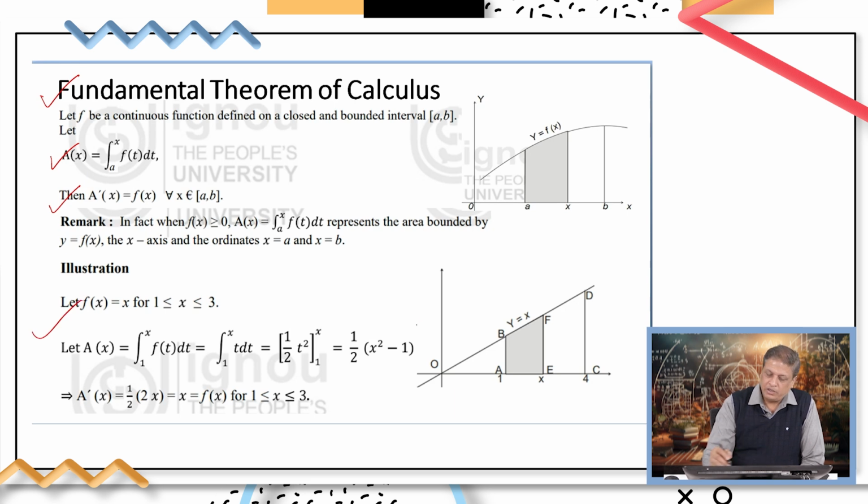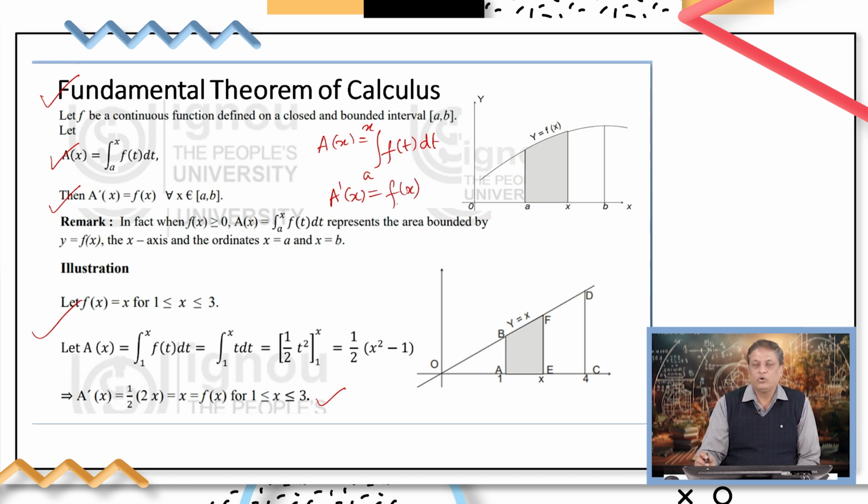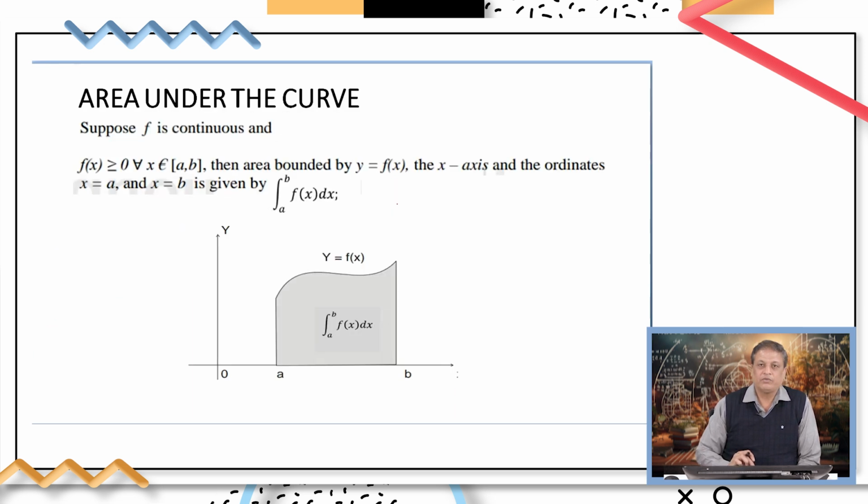We solved the numerical and we understood that if A(x) is equal to the integral from a to x of f(t) dt, then the derivative of A(x) is nothing but f(x). So, derivative and integral go together, both are opposite of one another. Apart from this, the definite integral of a function represents the area under the curve, and we understood this.